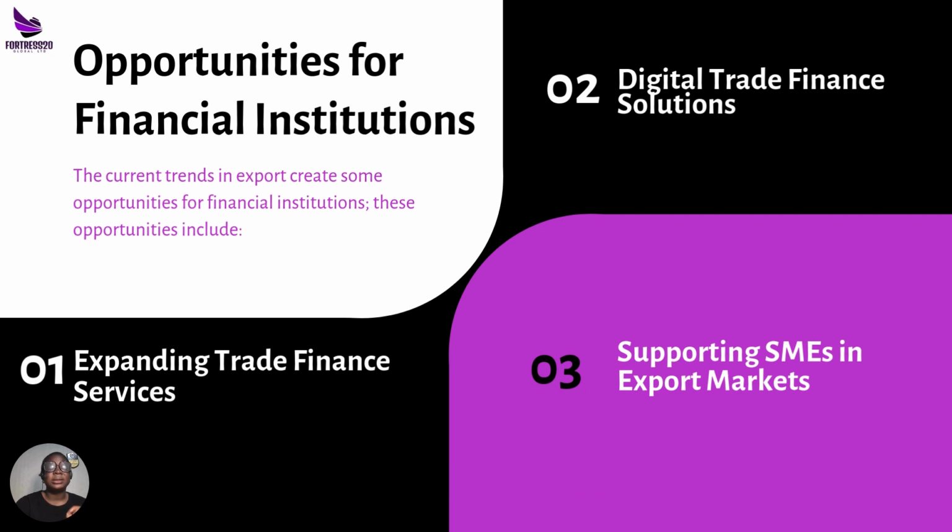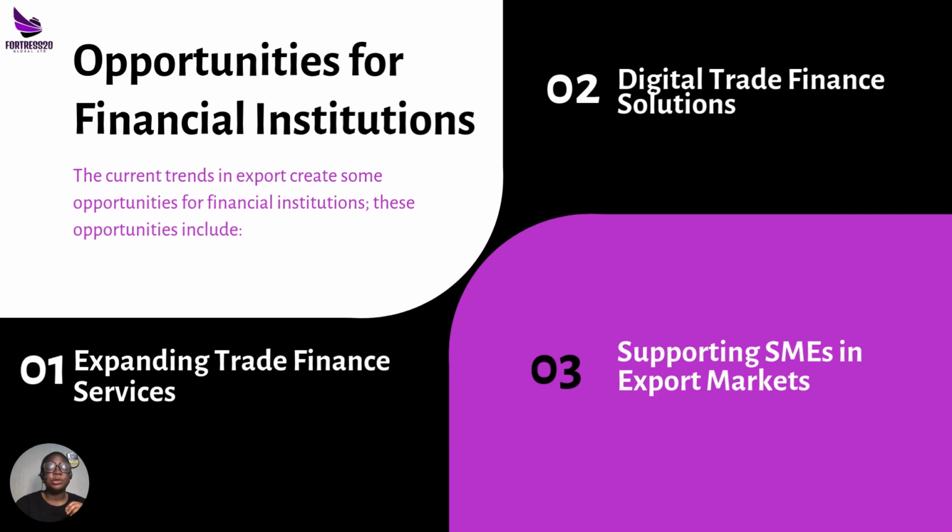Number two, digital trade finance solutions. As more businesses, especially SMEs, move to e-commerce platforms, banks can support by offering digital export finance services that provide faster and more accessible financing options. Examples include automated credit approvals, digital LCs, and online invoicing.